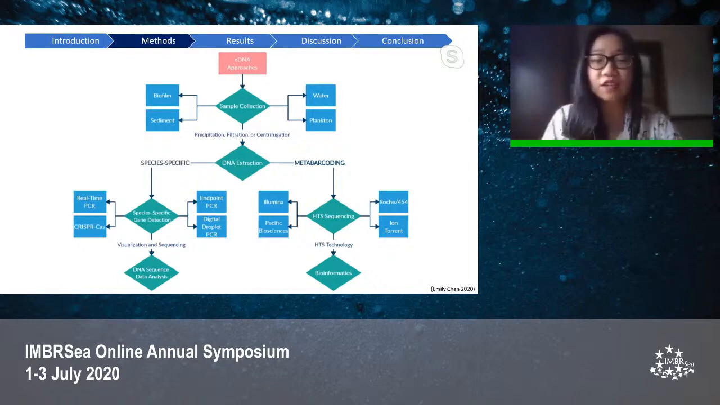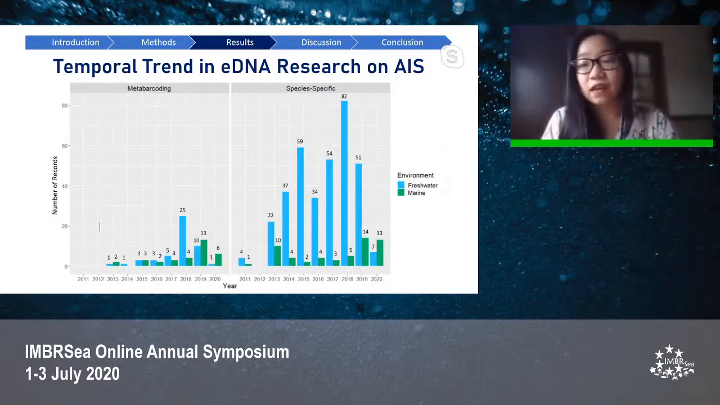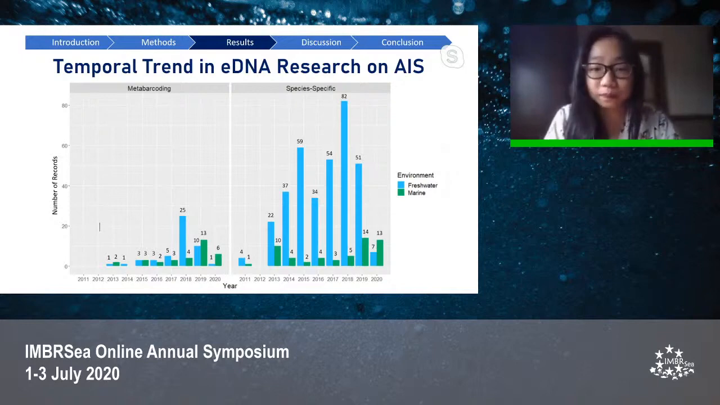And for the following section, the results and discussion will be combined for each group of variables to present a more logical flow. So although there has been an exponential growth in eDNA studies overall throughout the last decade, as we've seen before, the temporal trend of using eDNA specifically for AIS detection is not as clearly defined. However, it is very clear that there are more freshwater than marine records and more species-specific than metabarcoding.